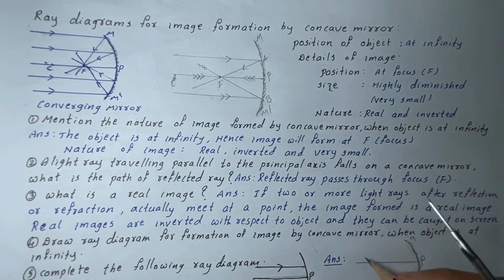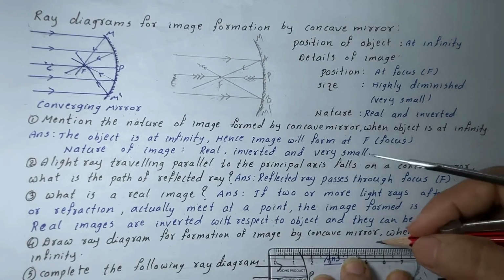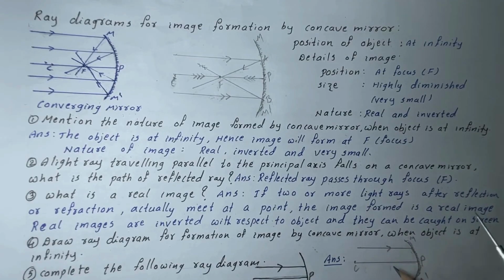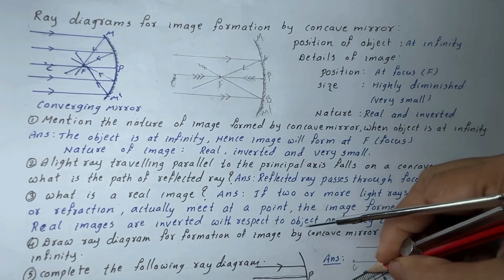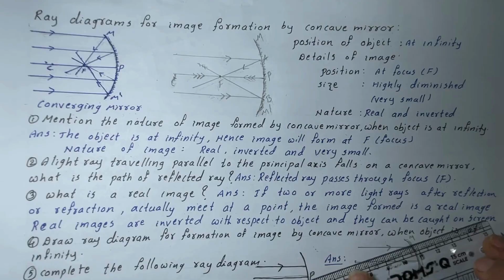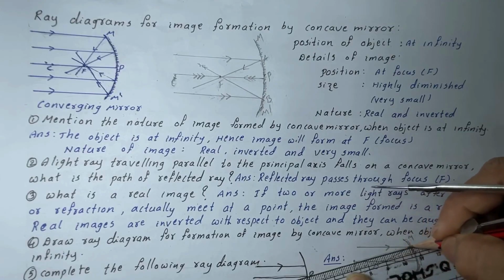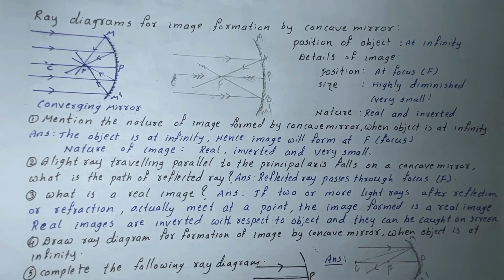This is the principal axis, and our ray is parallel to the principal axis. Draw the incident ray, put one arrow. Now this is the focus. The ray which is parallel to the principal axis always passes through the focus. So this is our reflected ray, and now draw one normal also, which joins the point of incidence and the center. So this is the answer.